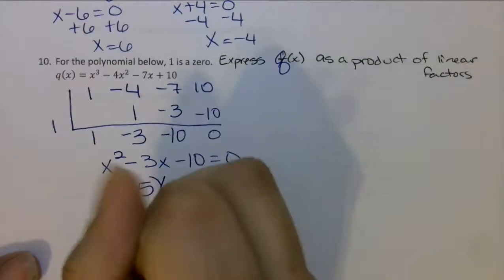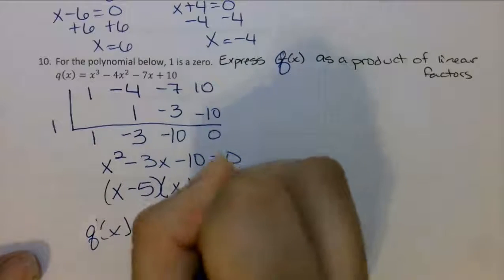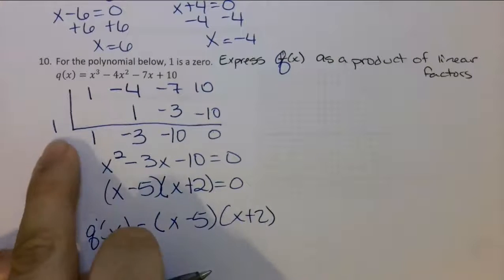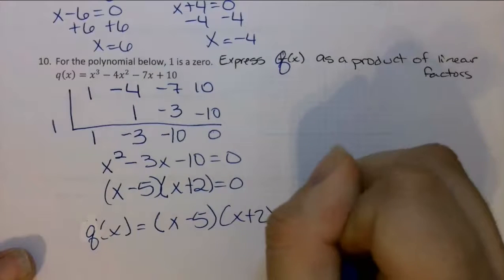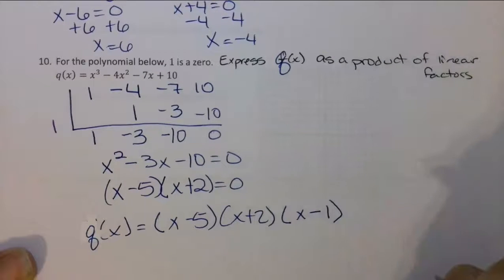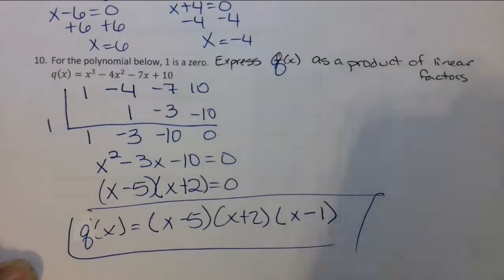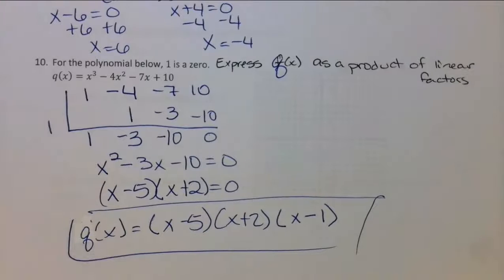Q of x equals x minus 5, x plus 2, that came from me just factoring right now, and then I have this 1. When I write the 1 in, I have it opposite the sign, because remember, when I solve it, it's x equals 1, so to get it back, I subtract it. And this is my final answer here. So I need to pay attention to what the question is asking me for.